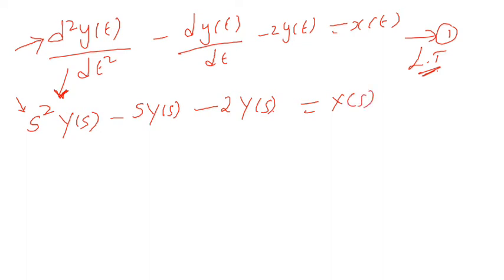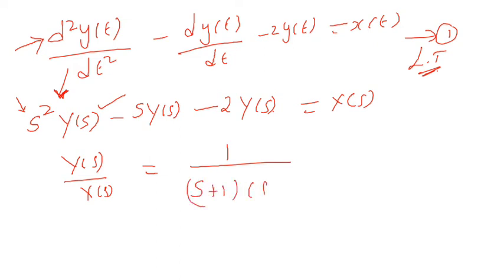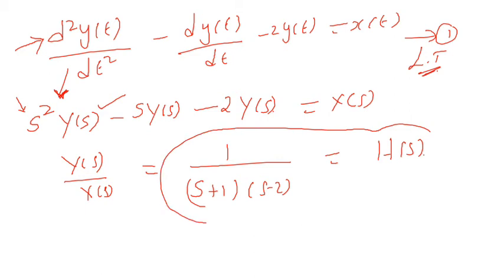So what is the next thing I have to do? I have to find the ratio between y of s and x of s. So take y of s common and then do this. You will be getting something like this, 1 by (s plus 1) into (s minus 2). Of course this is nothing but our h of s, right? So we have got h of s. So what is the next thing we have to do?